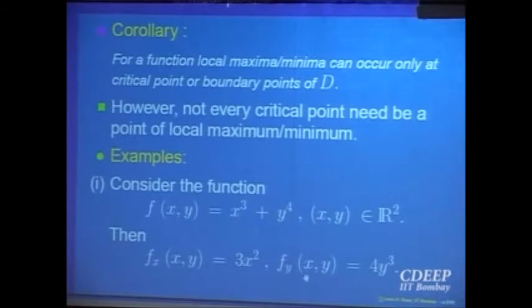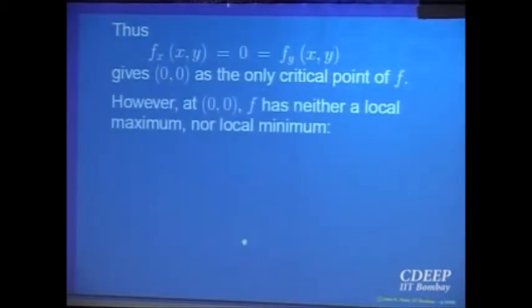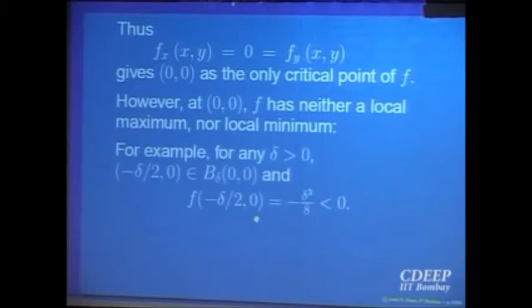Okay. So let us come back to two variables. So this is the only critical point, and that is a point of neither local maximum nor local minimum. Okay. So the idea that it can take negative values and it can take positive values in any small neighborhood of 0, that is being written here mathematically now. Okay.